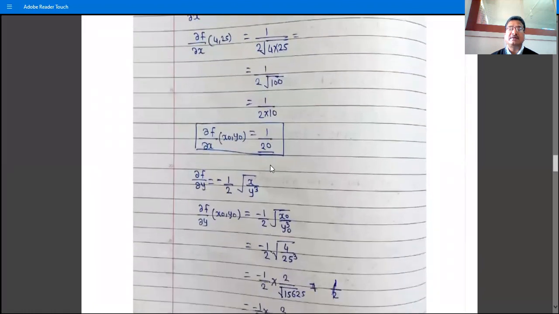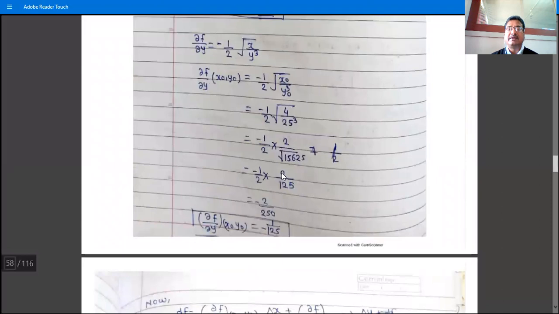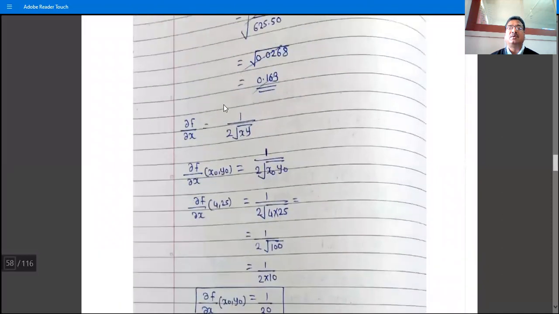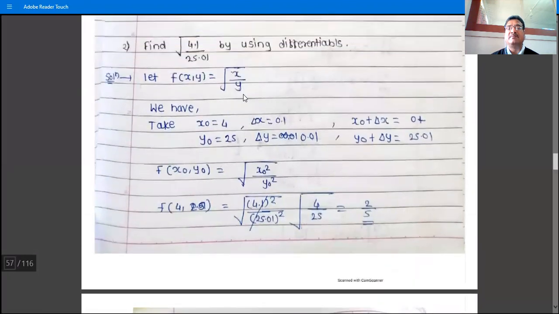So check this answer. I think this is wrong. So find the correct answer. What is the derivative with respect to y? It is root x divided by root y, means root x into y raised to minus half. Root x is constant, and for y raised to minus half, the derivative is y raised to minus half plus 1.